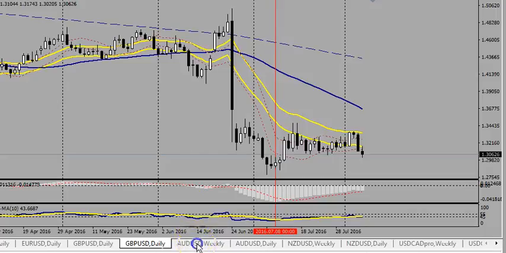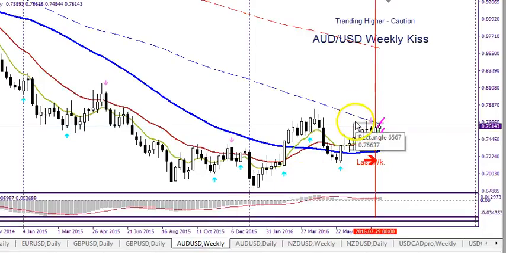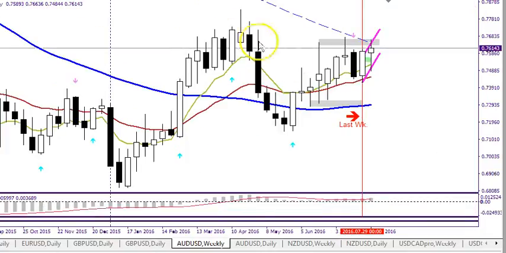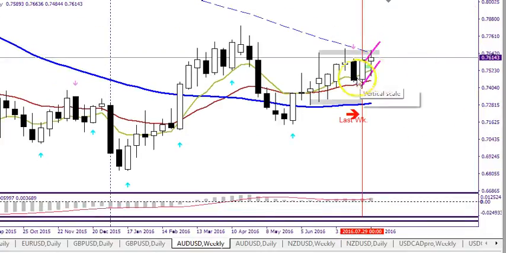Now we switch to the Australian US weekly. Here, I'm just going to zoom in a bit, okay? And here you can see price seems to be trending higher. However, this is a bit of a doji, so price buyers took price all the way up here to the resistance. You can see it met up with the 100 moving average.